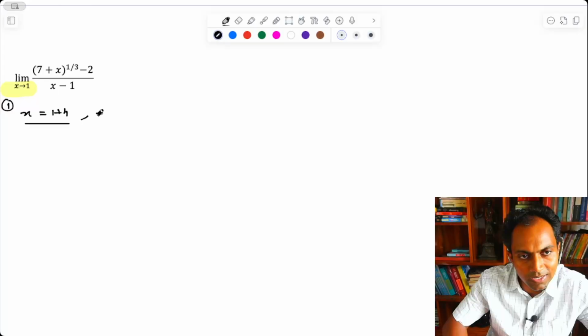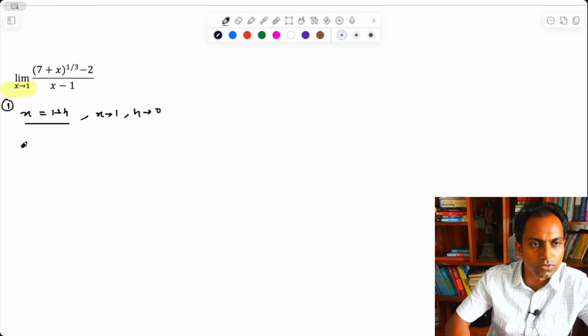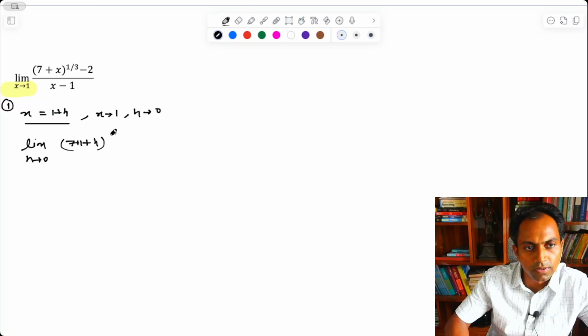So now when x tends towards 1, as a result h will tend towards 0. So the limit has changed now. Limit h tends to 0. This will become 7 plus (1 plus h) raised to the power 1 by 3 minus 2, divided by (1 plus h) minus 1.